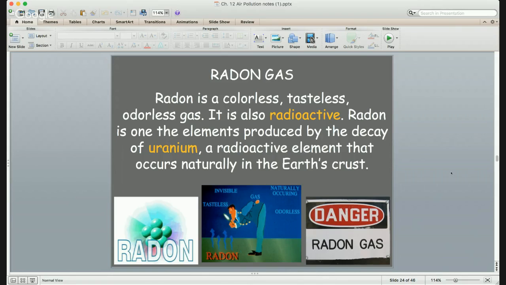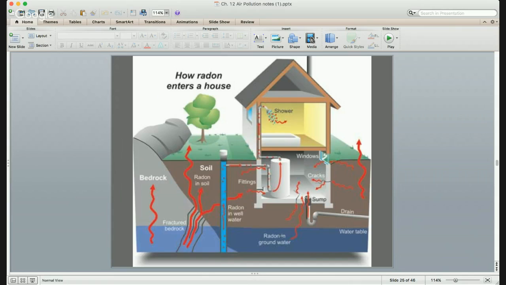So radon, as I mentioned before that we were going to talk about it, is a colorless, tasteless, odorless gas. It's also very radioactive. In some instances, uranium, which is a radioactive element that occurs naturally in the Earth's crust, is present in areas where houses were actually built on it. You may not know because it's in such small quantities. However, over time, when it decays, it produces this radon gas. Now, it's usually found underground.